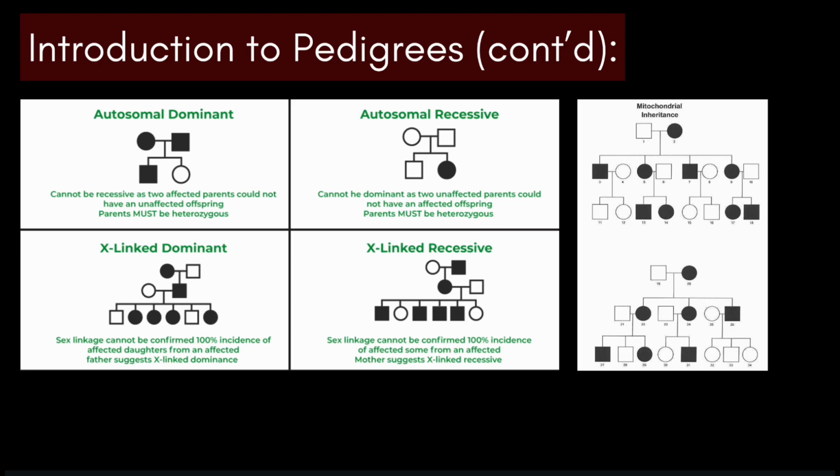Moving on. Next, we have autosomal recessive. It cannot be dominant here, as two unaffected parents cannot have an affected offspring. The parents must be heterozygous. So this could be like the big R, little r that I was talking about in the first slide. Both of the parents are not affected, but they had to be carriers for one of their children to be affected here. Moving on. We have X-linked dominant.